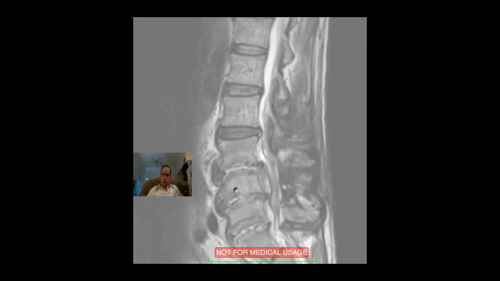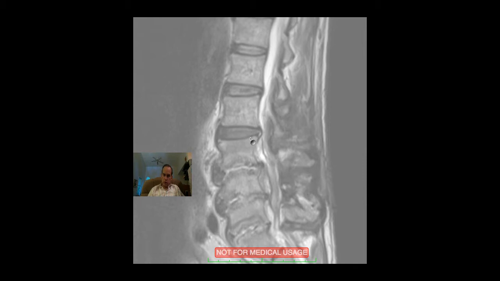There's also some posterior osteophytic spurring at these same levels. Here's posterior osteophytic spurring at L3-4, a little bit at L4-5 and L5-S1. Some of this low signal is osteophytic spurring. Some of it could be some degenerative disc as well.